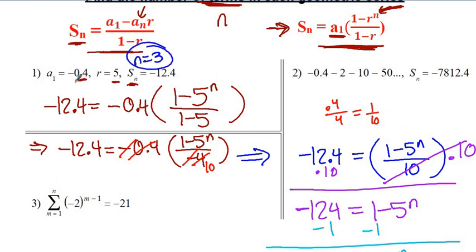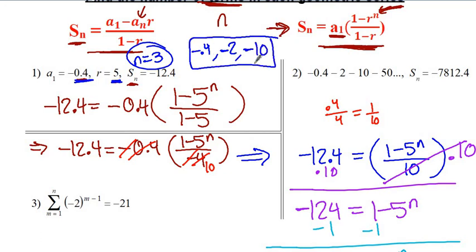And let's just test that out. Our first term is negative 0.4. Then we're multiplying by 5 each time. So 5 times negative 0.4 is negative 2. And then 5 times that is negative 10. If you add these three terms together, negative 10 plus negative 2 plus negative 0.4, you will in fact get negative 12.4. So I encourage you to pause the video and see if you can do numbers 2 and 3.